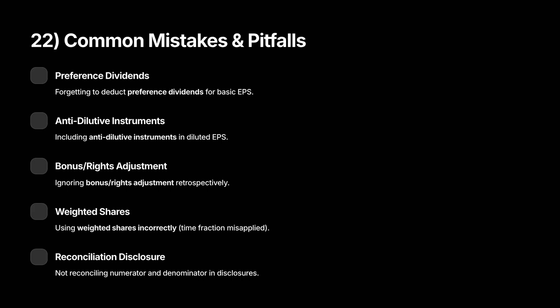22. Common mistakes and pitfalls. Be alert to these common errors. Forgetting to deduct preference dividends in basic EPS. Including anti-dilutive instruments in diluted EPS. Ignoring retrospective adjustments for bonus or rights issues. Misapplying the time fraction when calculating weighted average shares. And skipping reconciliations in EPS disclosures.